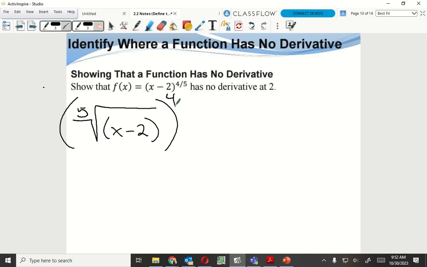So at 2, what's going to happen at 2? What's 2 minus 2? 0. What's the fifth root of 0? 0. 0 to the 4th power? 0. Yeah. Okay. It's still all going to be 0. But then we're going to take a look at the graph for this one. So you guys take a look at the calculator, please.